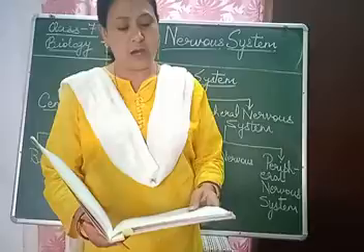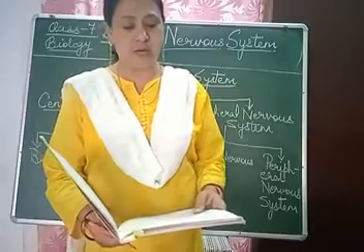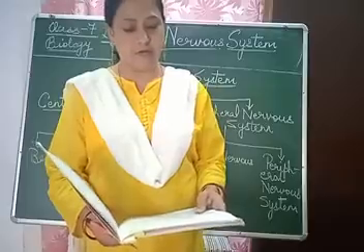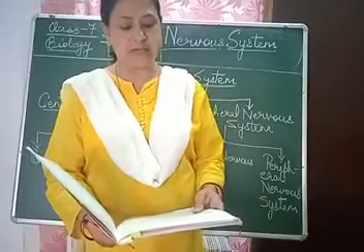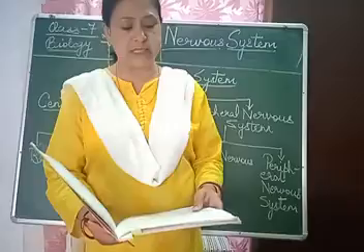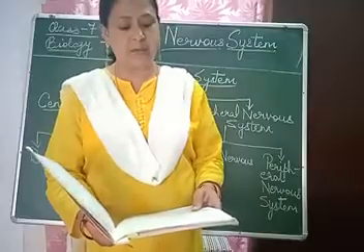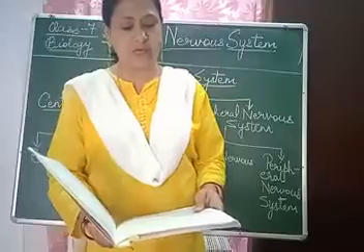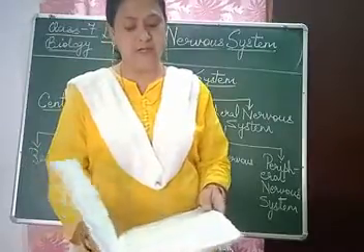Motor nerves carry impulses to effector organs, muscles or glands from the brain or spinal cord. For example, a nerve arising from the brain and supplying to a sense organ. Mixed nerves are the nerves which carry both sensory and motor fibers. For example, spinal nerves.